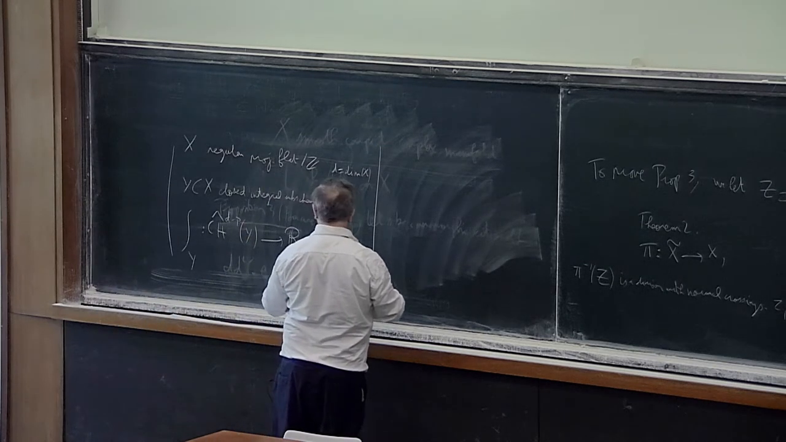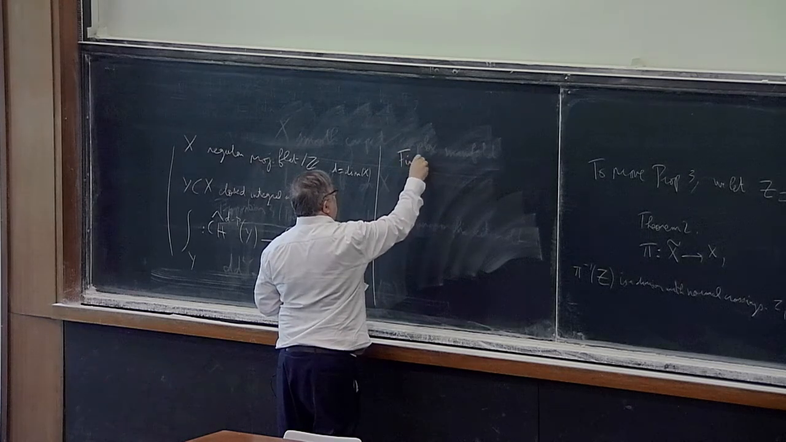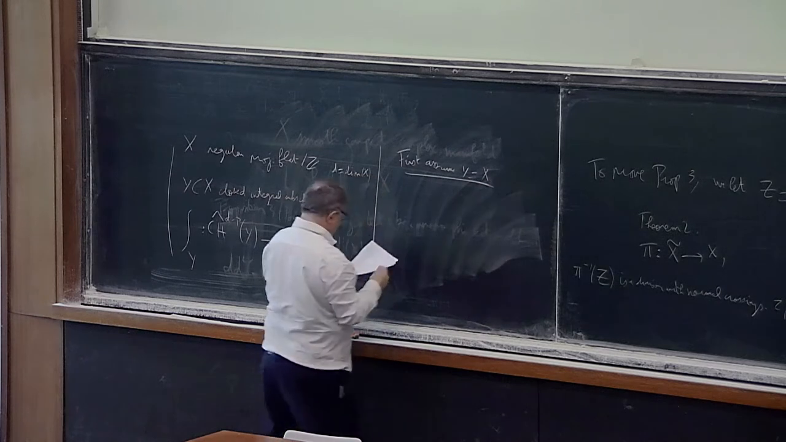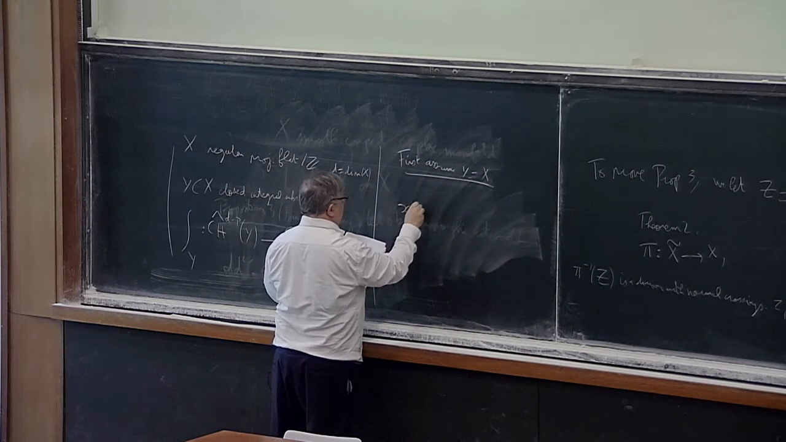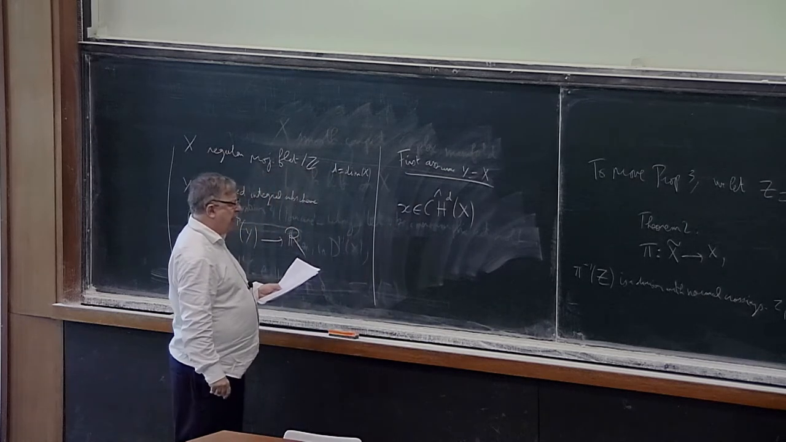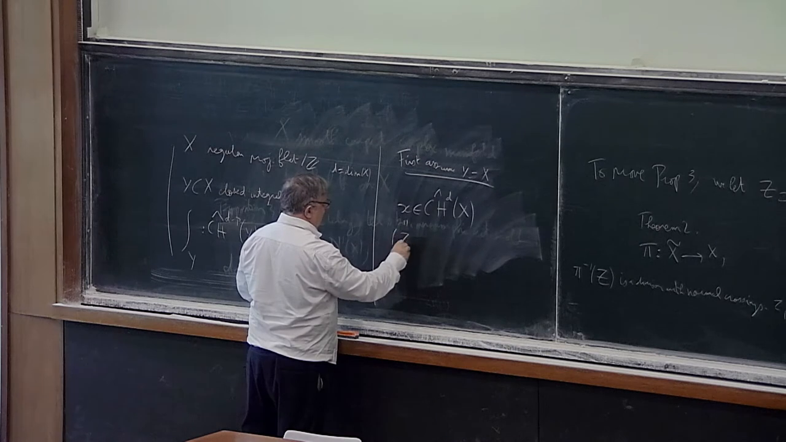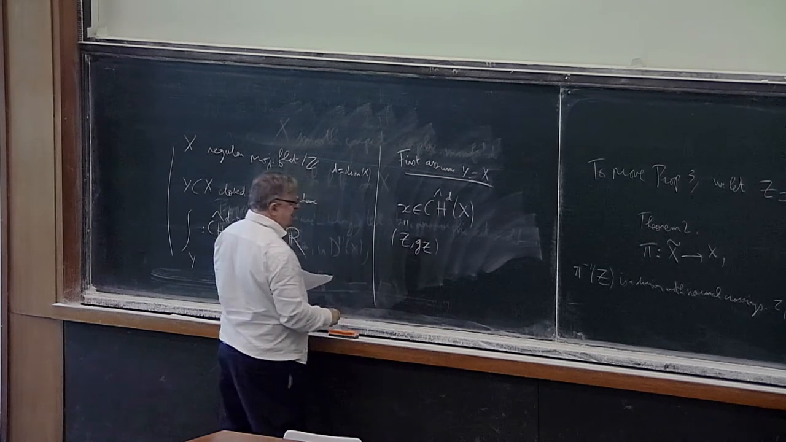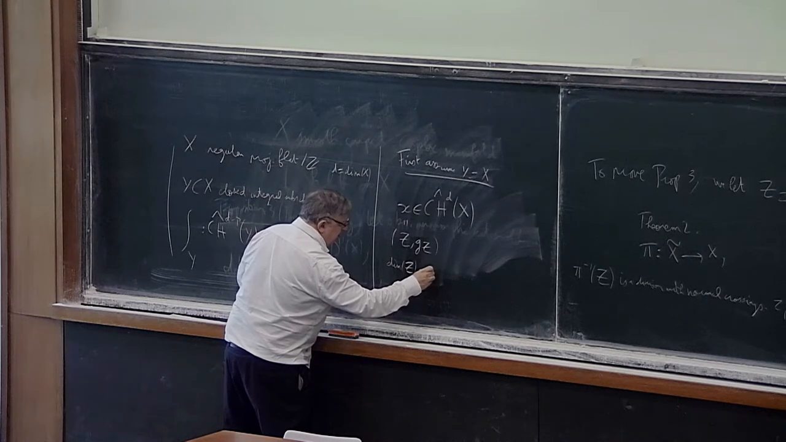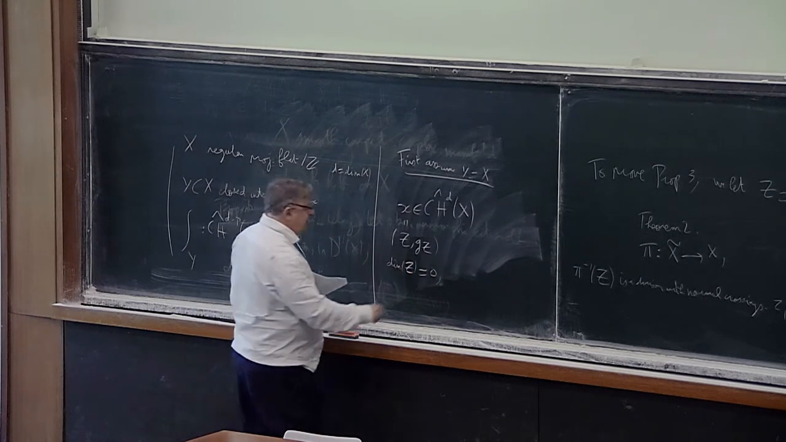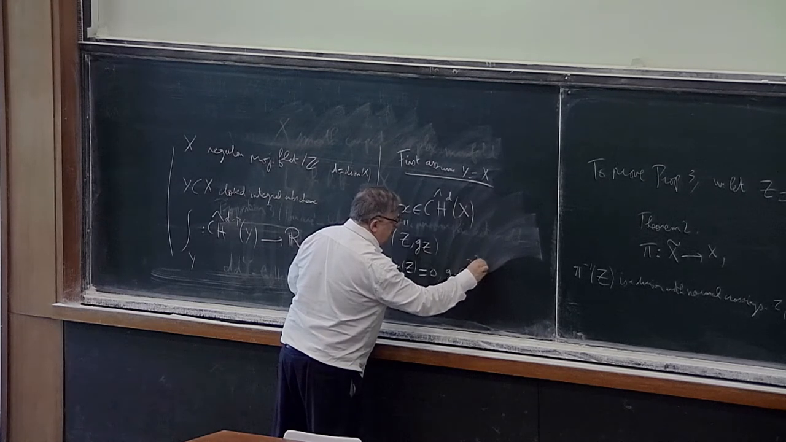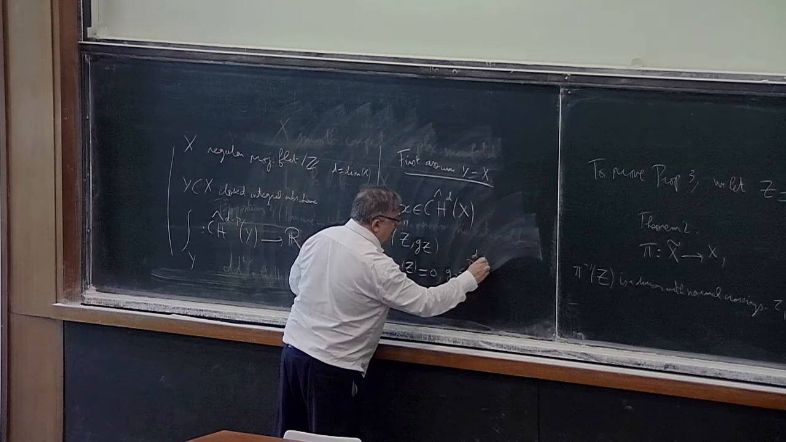So let me give you the definition. First, assume Y is X. So we have a class x in ĈH^d of X. This means that x is a cycle Z of dimension 0, codimension d, so dimension 0, and g_Z is a class of type (p-1, p-1), d-1, on X_C.